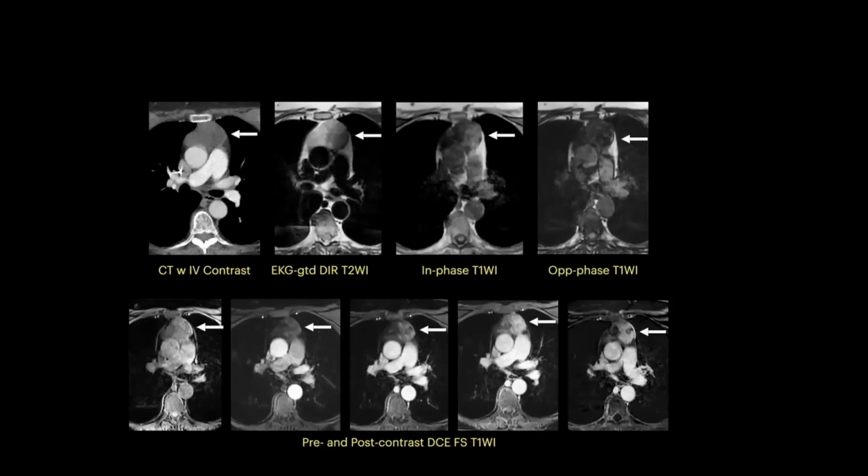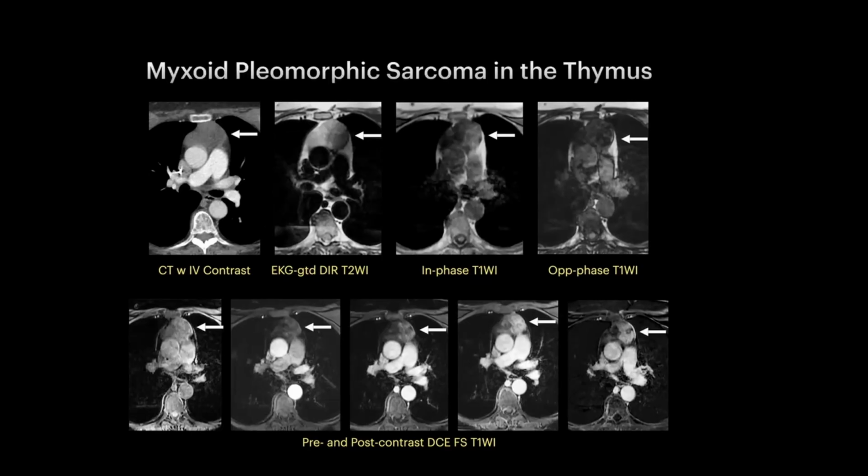On MR, it was shown to heterogeneously enhance over time. So this was not a benign cyst. This was tumor. And in the setting of the ovarian cancer, it turned out to be a myxoid pleomorphic sarcoma in the thymus.